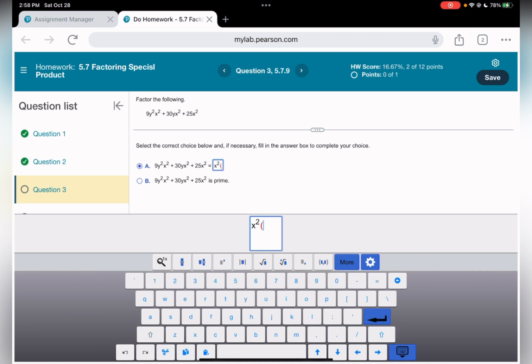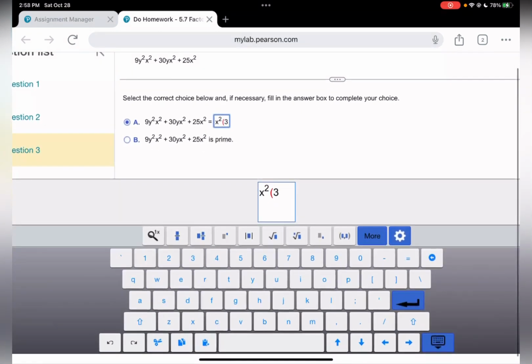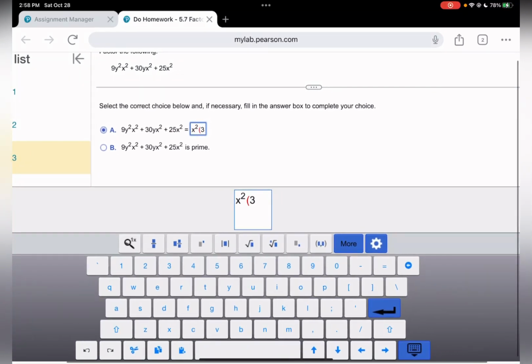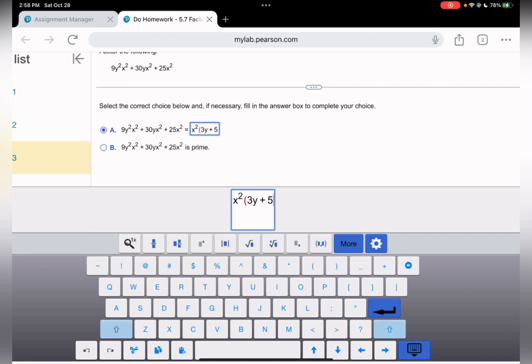3y, this is y. Where is my y? Oh, here it is. 3y plus, what did we say? 5, only 5, yeah. Plus 5, closing parenthesis, and squared.